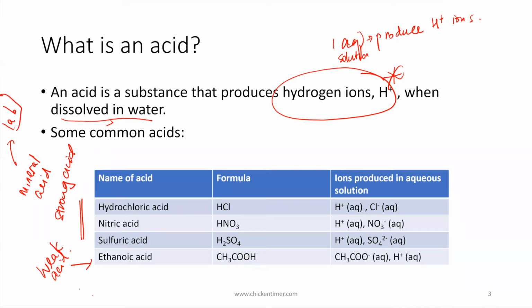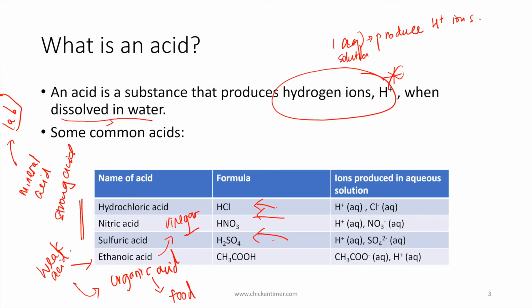Weak acids can be organic acids. Organic acids you will learn again in Sec 5. Organic acids or these weak acids are commonly found in the food you consume. So for example, this ethanoic acid. You have to remember the formulas for balancing equations later on.